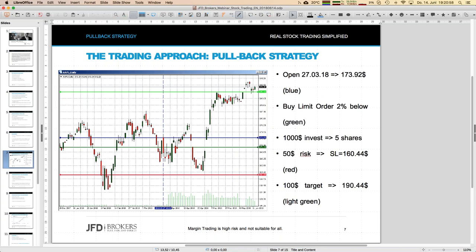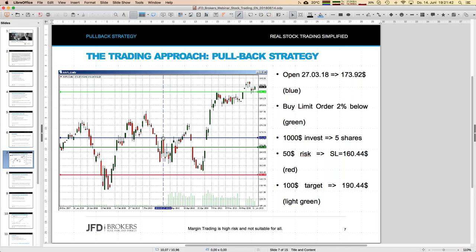But now, how can we do that pullback strategy? The approach is really quite simple. Let me guide you through the chart, and I will explain it specifically for one point in history within the chart. So I go back to the 27th of March, and that is marked with the dotted blue line, the vertical one. And the open of that candle is marked with a blue line here, and the open on that day has been 173.92. So that was the open on that specific day.